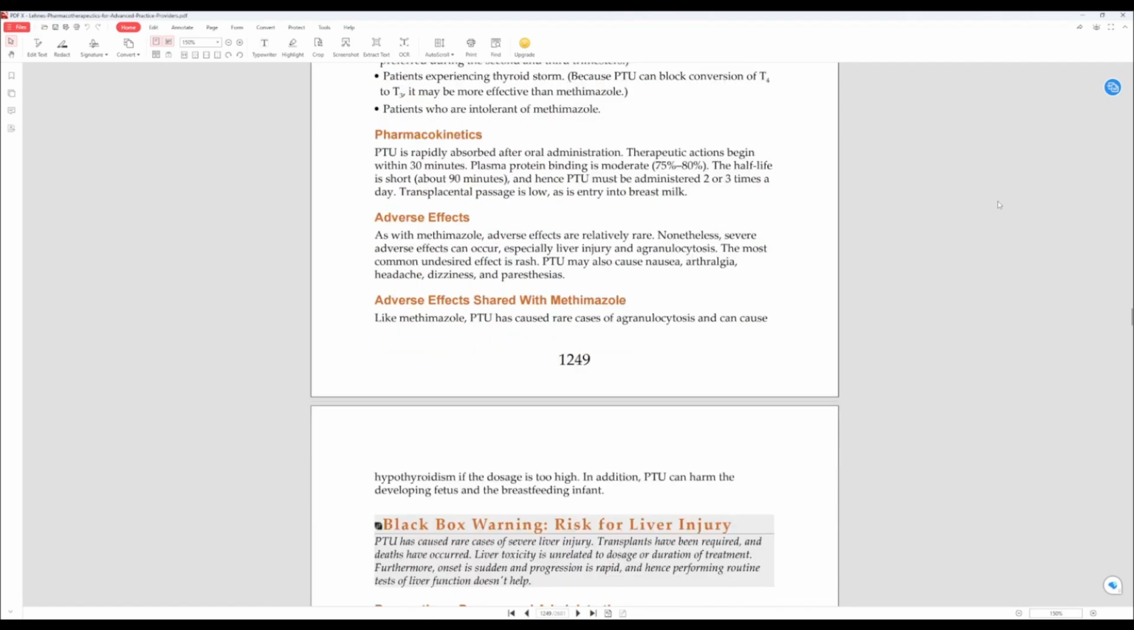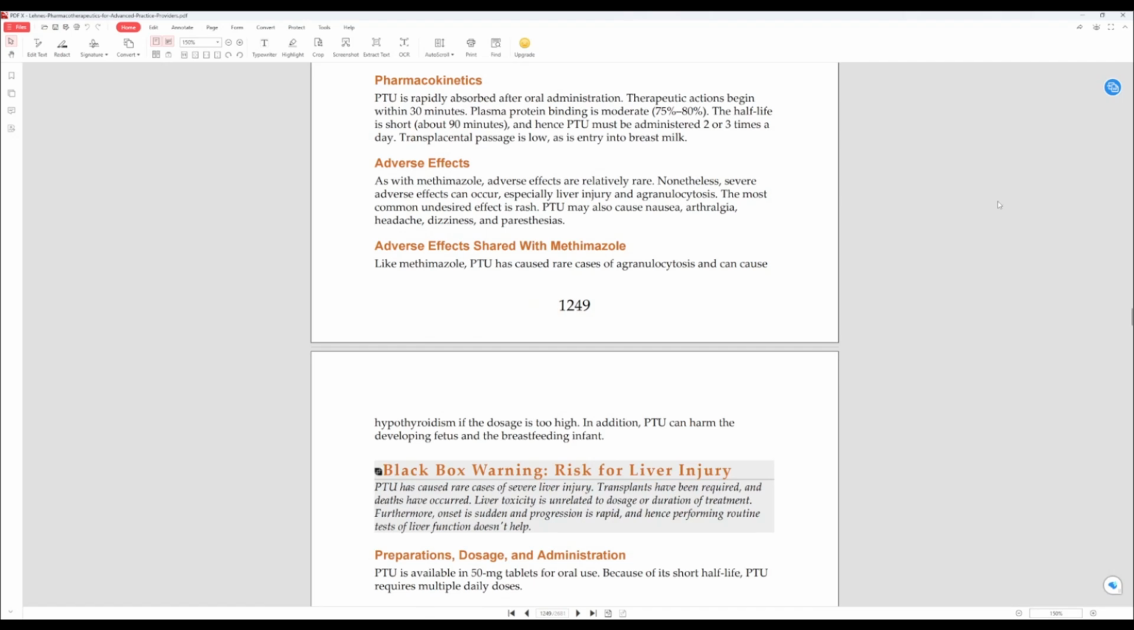Leading us to its pharmacokinetics. PTU is rapidly absorbed after oral administration. Therapeutic actions begin within 30 minutes. Plasma protein binding is moderate, 75 to 80%. The half-life is short, about 90 minutes, and hence PTU must be administered 2 or 3 times a day. Transplacental passage is low, as is its entry into breast milk.